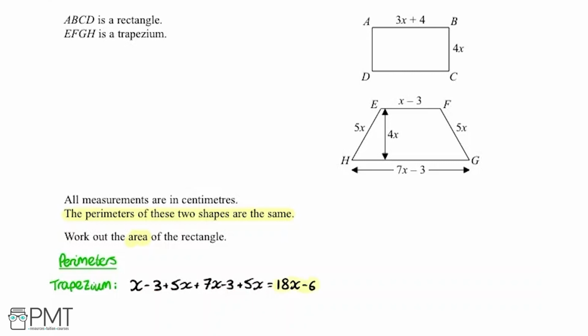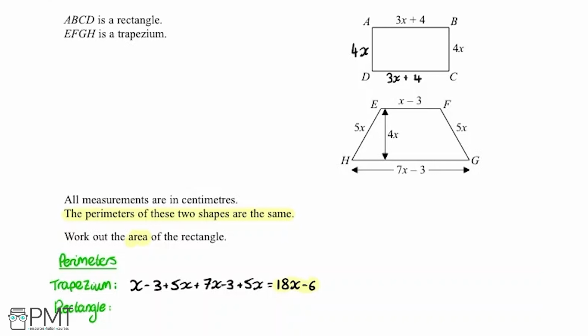Fantastic. Now we're going to move on to the rectangle. Now look up at the diagram, we can see that we don't actually have a length for these 2 sides. However, using the properties of a rectangle, we know that this length is the same as this, and this length is the same as this. So I can actually write those on now so we don't forget. So that side is 4x, and this is 3x plus 4. So we've got all the information we need to work out the perimeter.